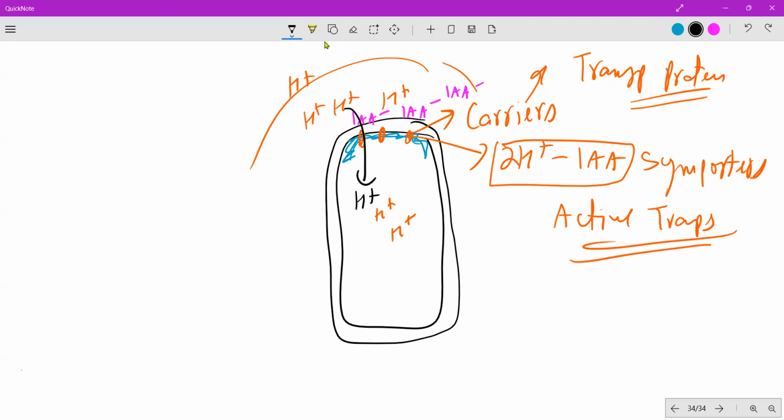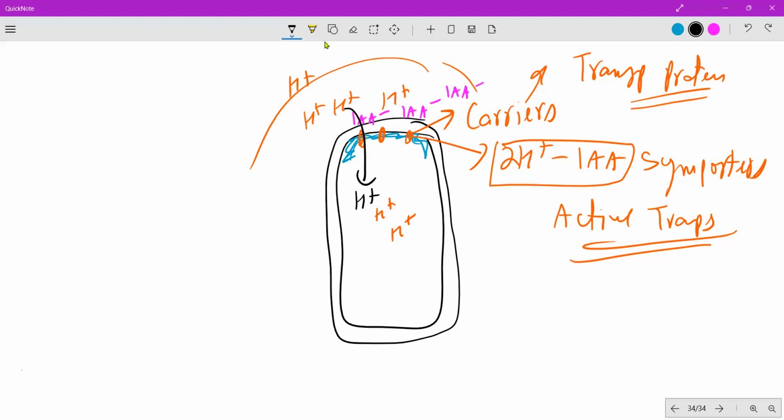क्योंकि बाहर ज़्यादा है, अंदर कम है. So as they move down the gradient, some energy is dissipated. Some energy would be released. ATP synthesis में भी तो यही होता है. Mitochondria में क्या होता है? As the H-ions pass through the F0, F1 particle down the gradient, some energy is dissipated, and that energy is used for ATP synthesis. Same is here.